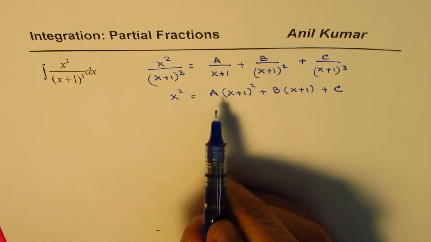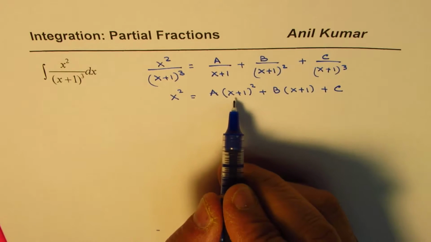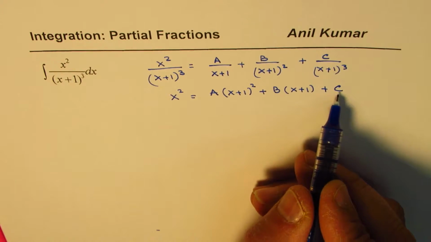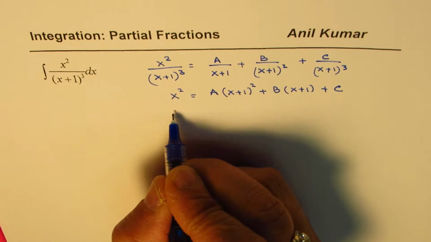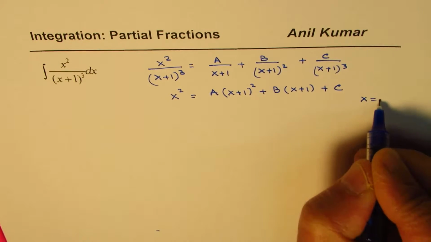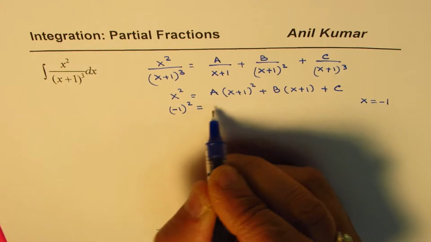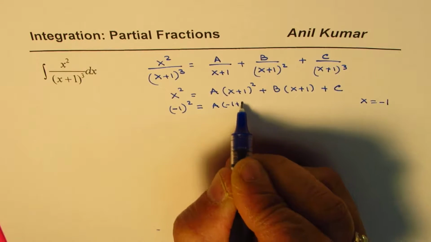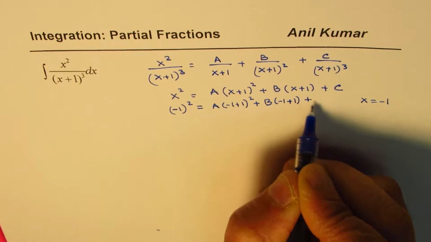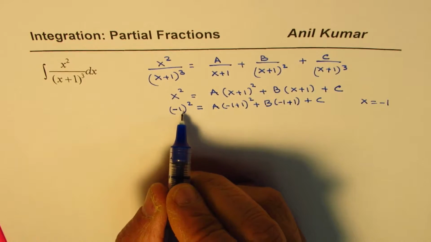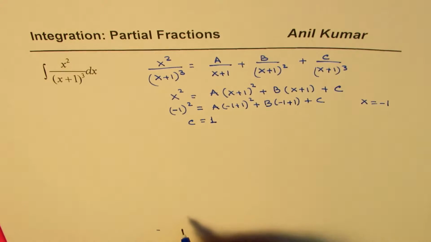Now we have to solve for A, B, and C. So let's make some substitutions one by one. If I substitute x equals minus 1, I get the value of C. For x equals minus 1, I get minus 1 whole square equals A times (minus 1 plus 1), which is 0, B times (minus 1 plus 1), which is 0. So we get the value of C as 1.